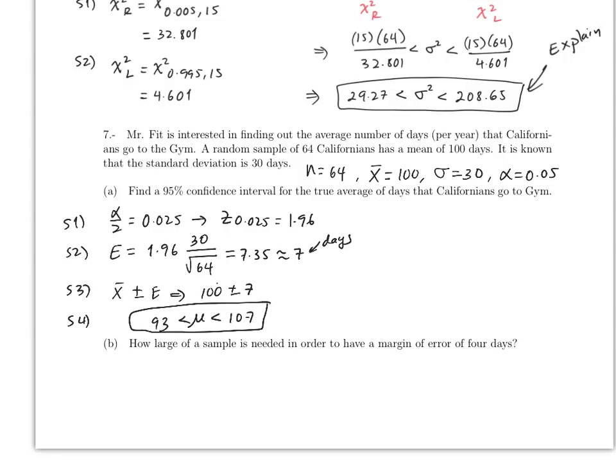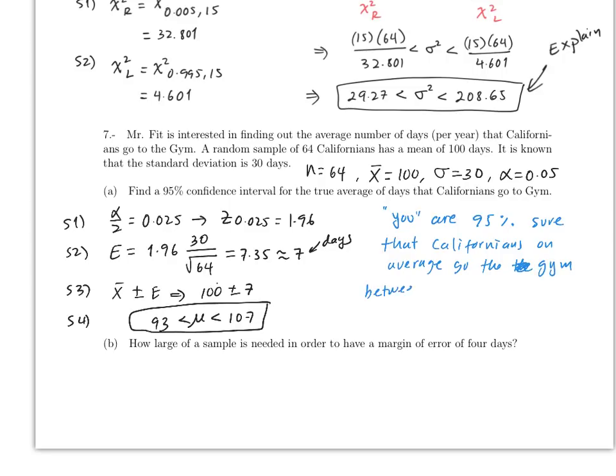Remember that the last thing you have to do is explain what this means. And what this means is that you, or whoever did this, are 95% sure that Californians on average go to the gym between 93 and 107 days per year.